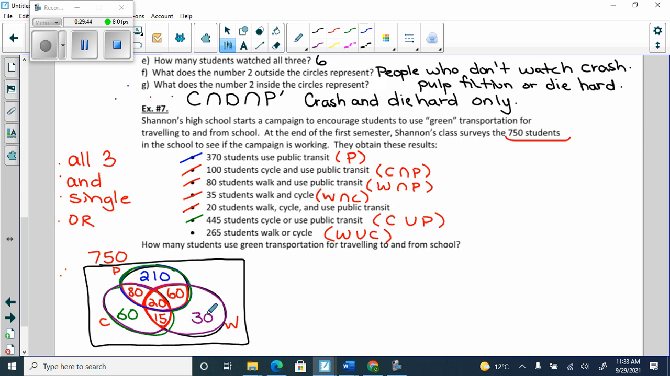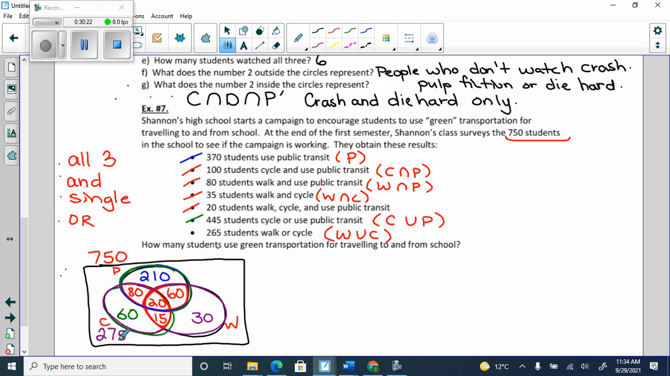Now I told you, you have to watch yourself. 1, 2, 3, 4, 5, 6, 7 spaces filled, but on a 3 circle I need 8. What am I missing? The outside. So if I add these ones up, I get 265. Then this is 465, 475. So I need to go 750 minus 475. 25 to get me to 500, 250 to get me to 750. 275.